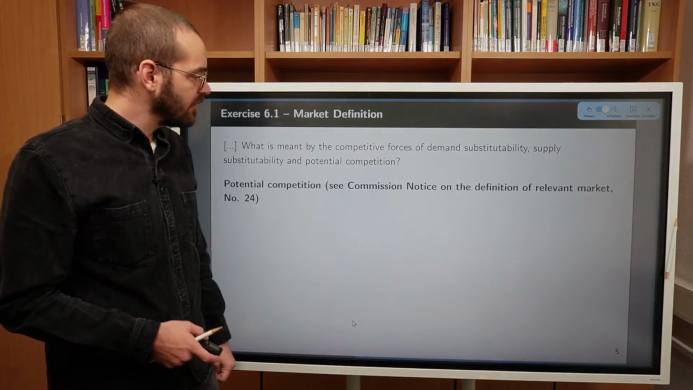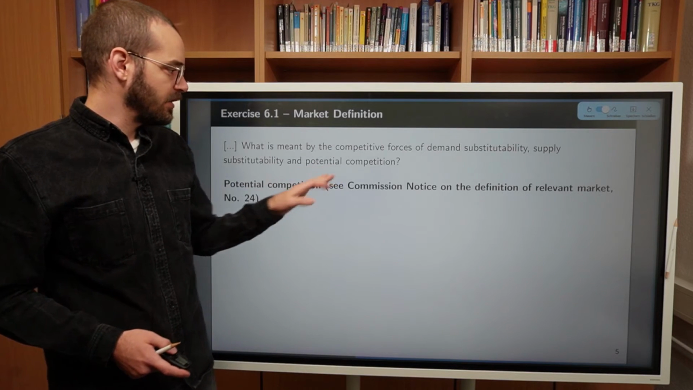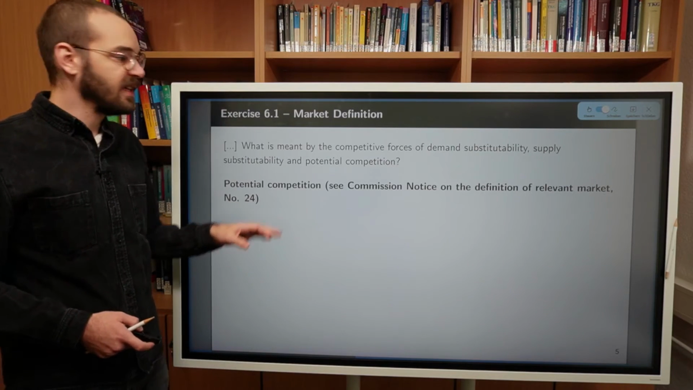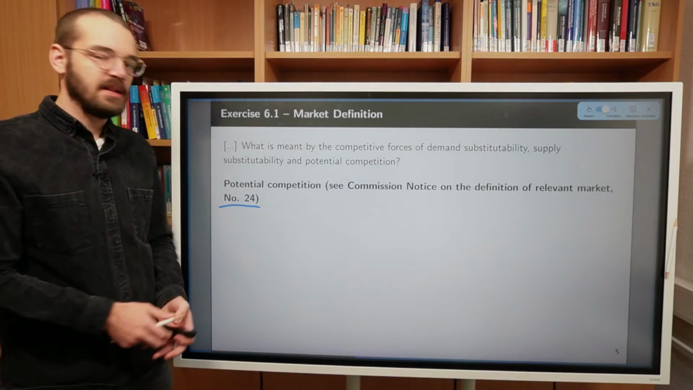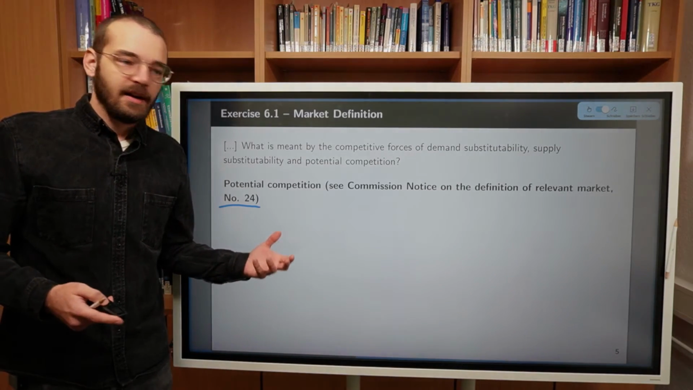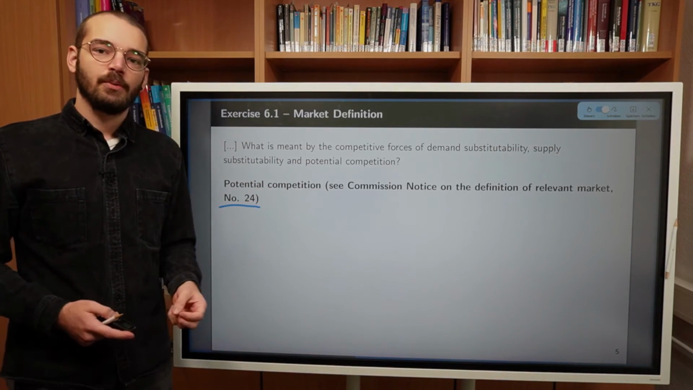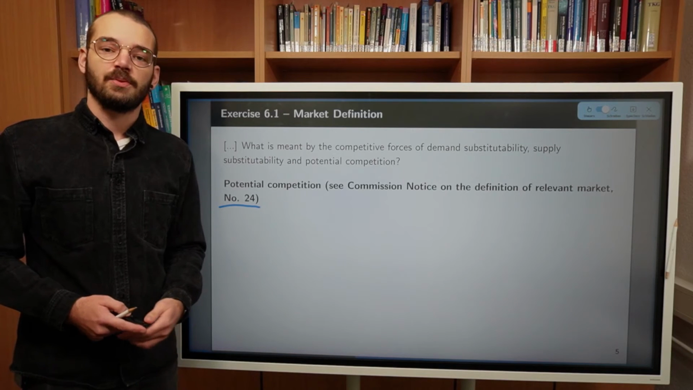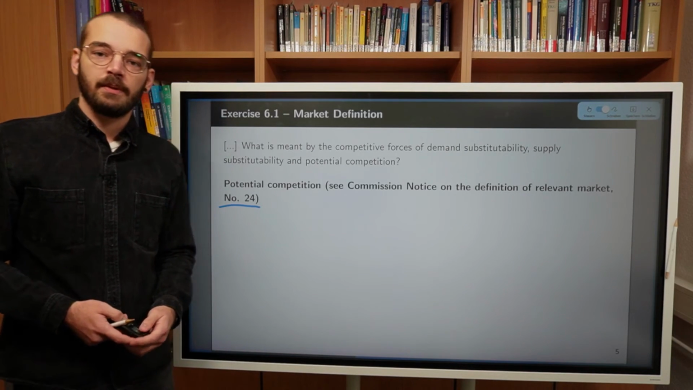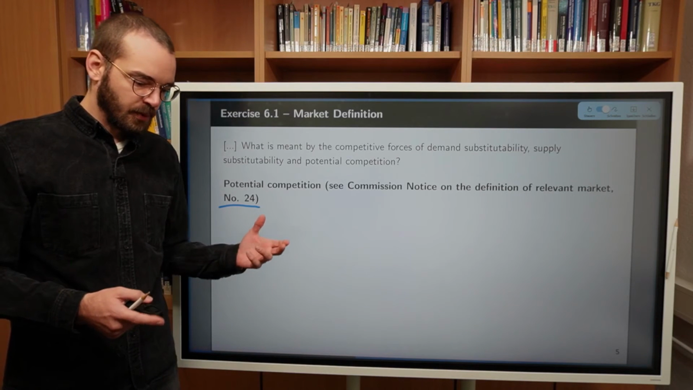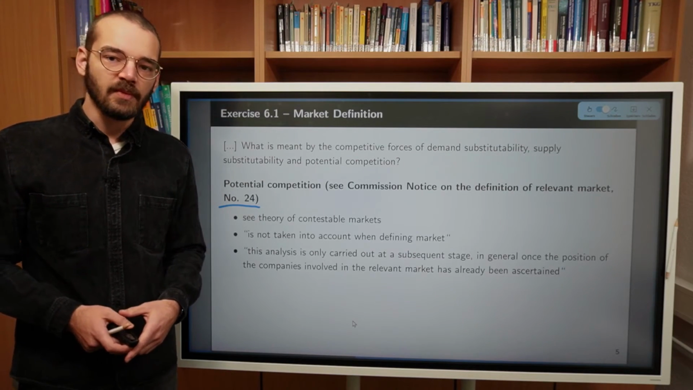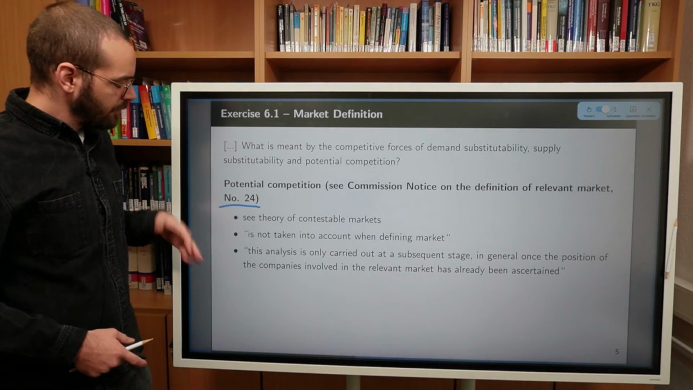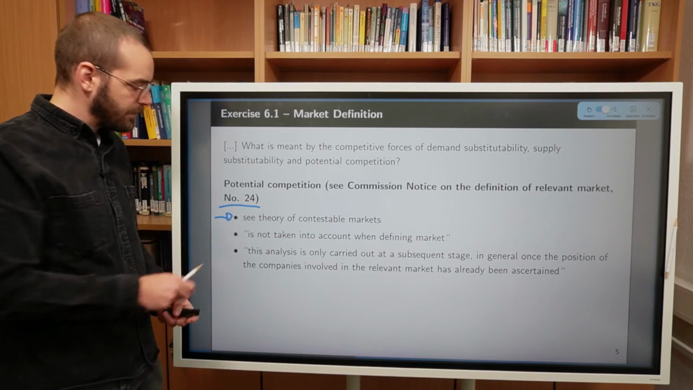Now the third and final concept we need to talk about in this exercise is potential competition. And again, all the information that you need in order to answer this question can be found in the Commission notice, this time in particular in number 24. And furthermore, potential competition is a topic which we already covered in this course. More precisely, we covered it in the previous week in assignment number 5, when we were talking about potential competition. All right, and barriers to entry and so on, everything that is related to that, of course. So, the first bullet point really captures what I just said.